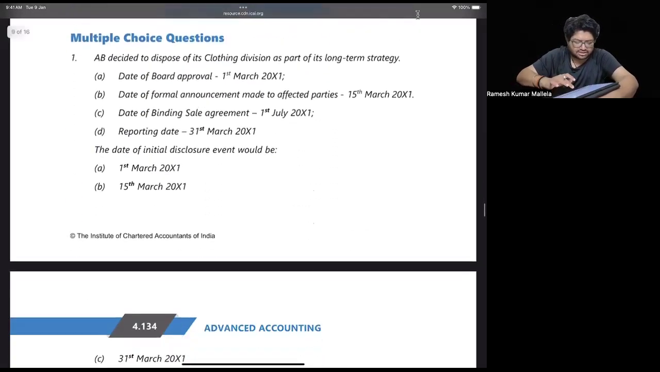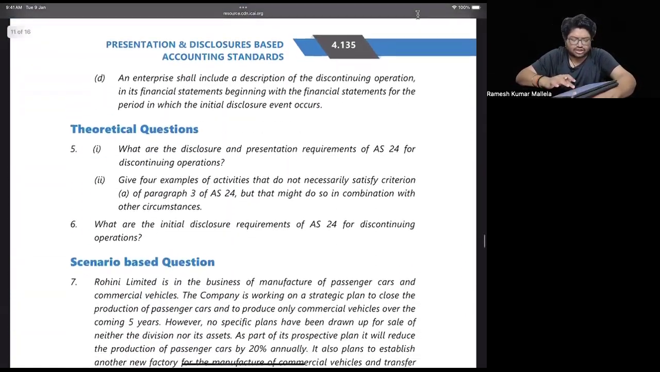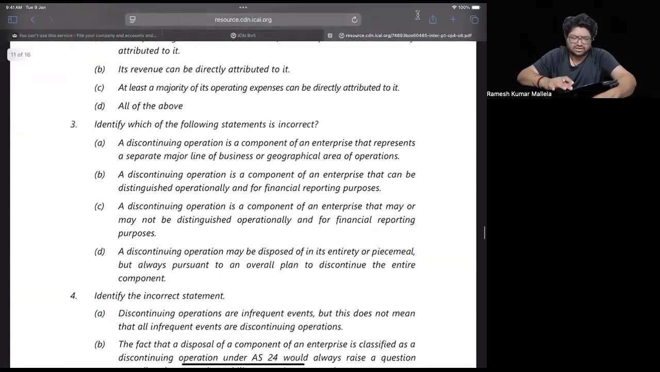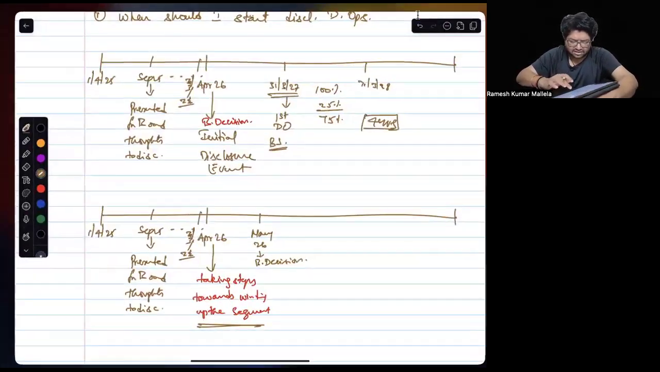Okay. So beyond this, nothing in the standard. Questions are for you to answer, guys. All theory questions only. Okay. So with this, we are done with the standard.